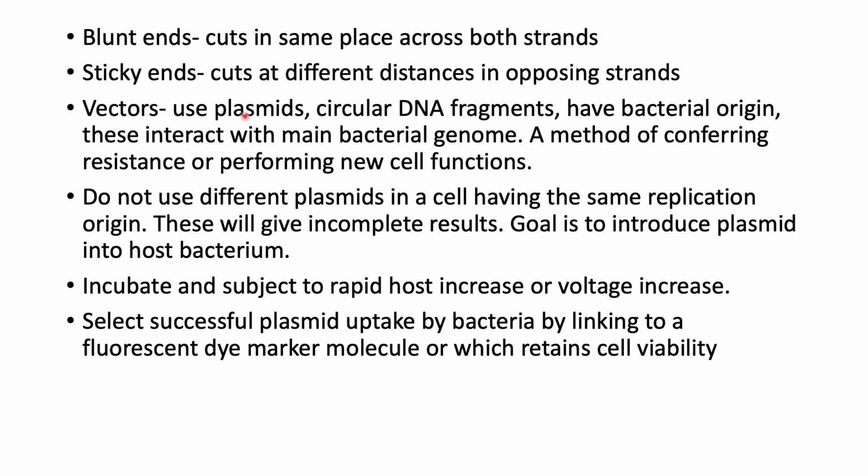For the vectors, you can use plasmids, circular DNA fragments, which have bacterial origin, and these will interact with the main bacterial genome, usually an E. coli species. Method of conferring resistance or performing new cell functions occurs. These are ways you can select out the component of interest. You can employ resistant bacterial forms or not, and that can be a characteristic of the clone that you're trying to isolate and characterize.